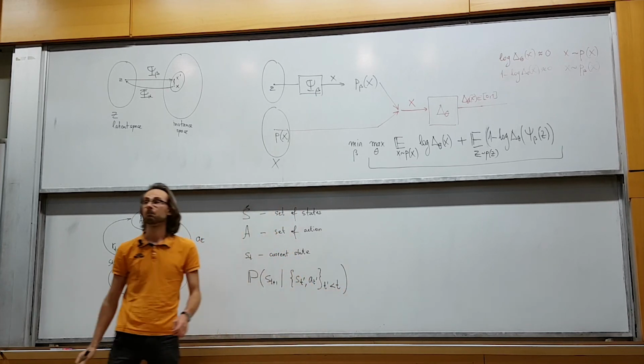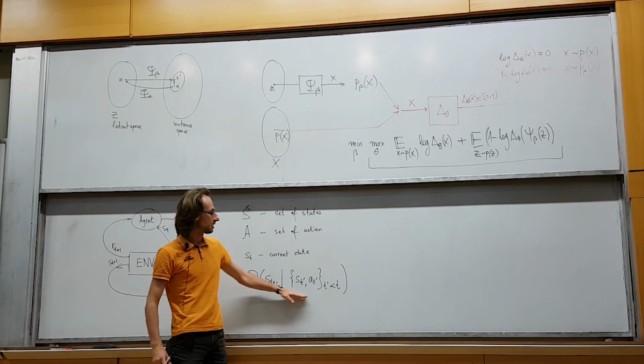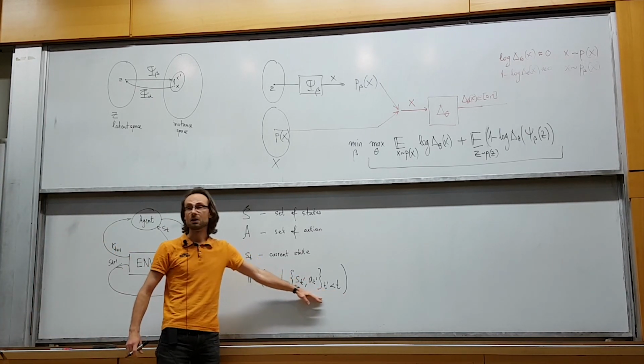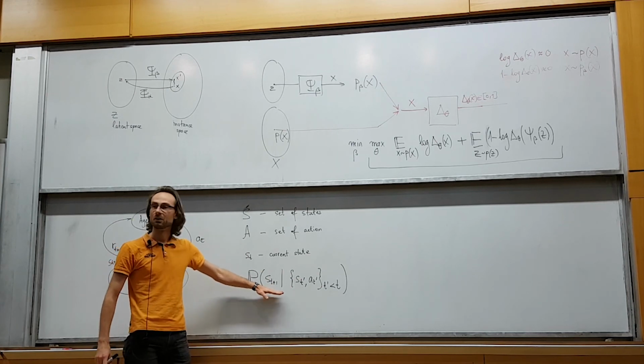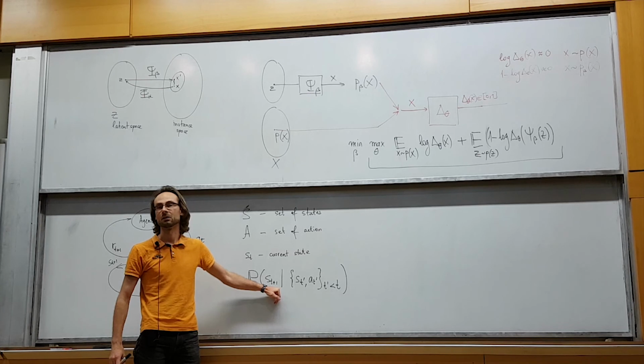Okay? So this is my transition probability. So this is the history of the process, and based on this history, this is the probability of reaching a new state ST plus 1.